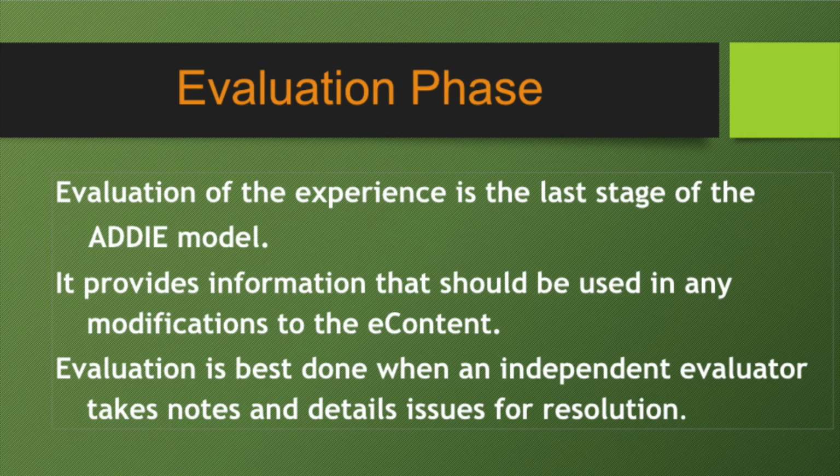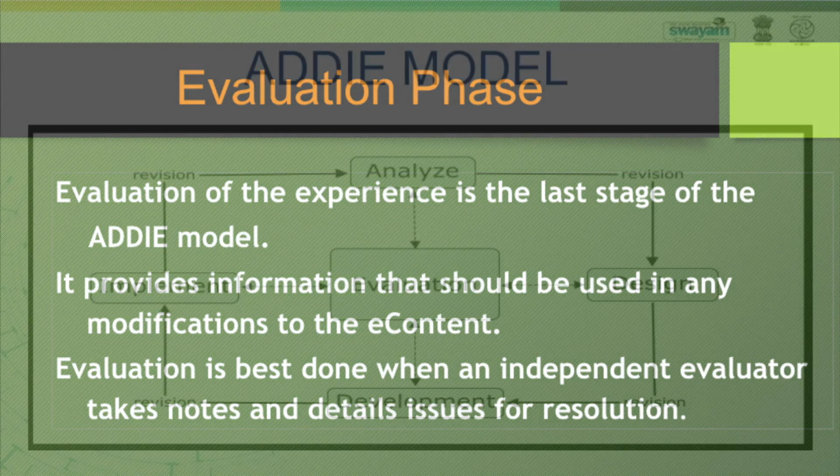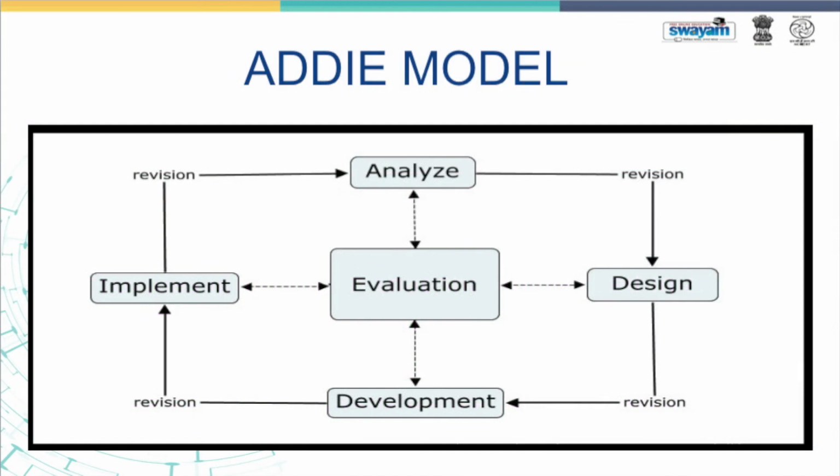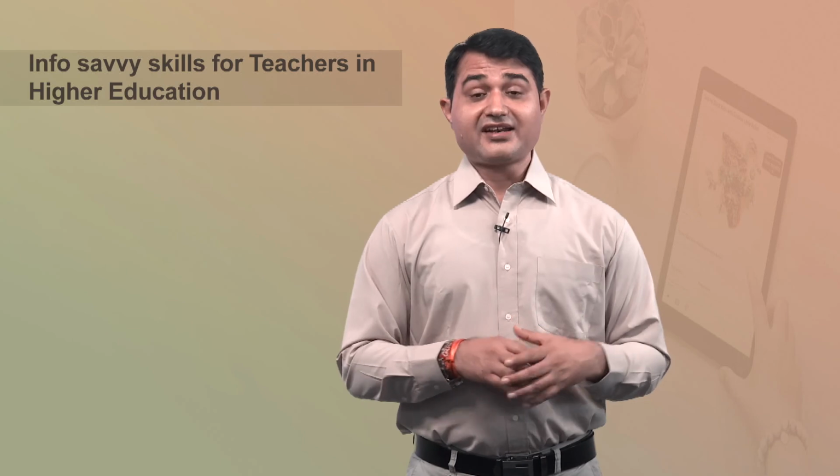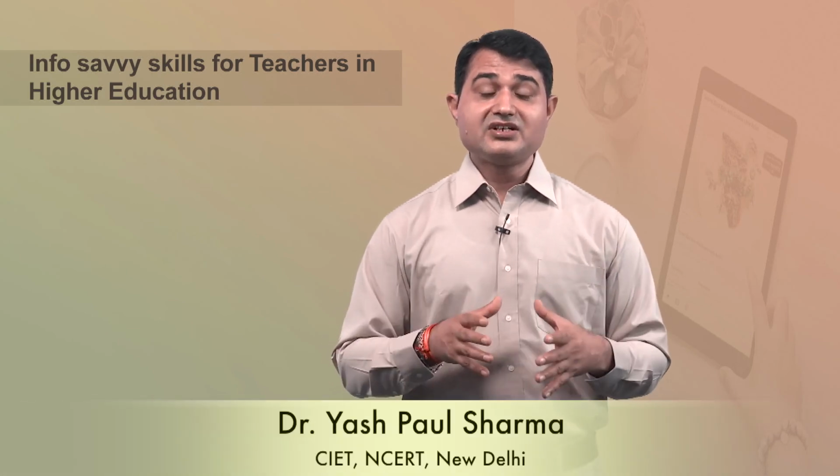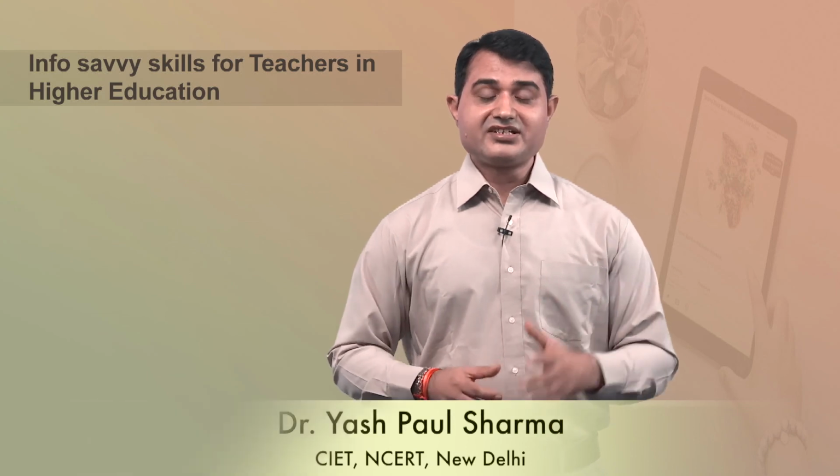Evaluation is best done when an independent evaluator takes notes and details issues for resolution. So, this is the beauty of the ADDIE model, that there is a provision for revision at each and every stage. For example, when you go to the design phase and find that there are dissimilarities in the phase, go back and revise the analysis phase, and like this you can revise each and every step at any stage to have a better instructional design.